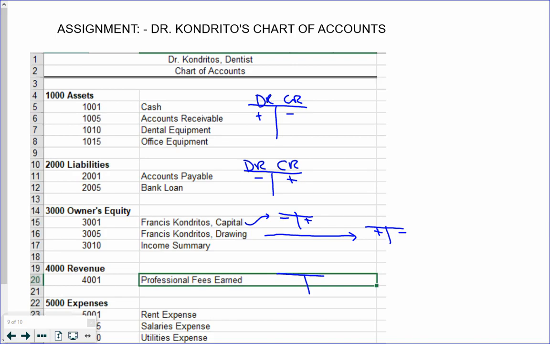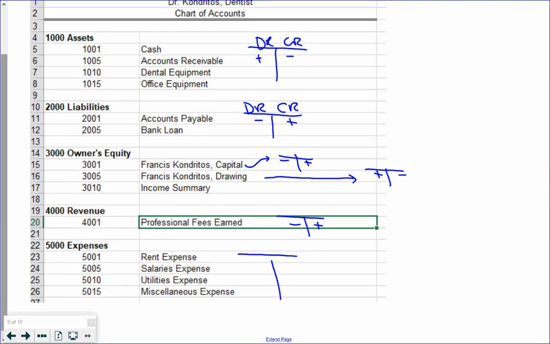Revenue, debit is the plus, right? No, credit is the plus. I can never remember. This is my kryptonite. Revenue, credit is the plus. So for revenue, credit is the plus, debit is the minus. And for expenses, debit is the plus, credit is the minus. Okay. So those are the accounts that you're dealing with.